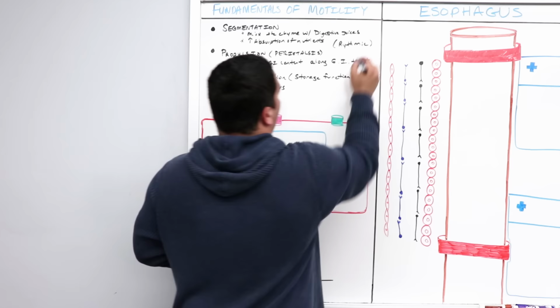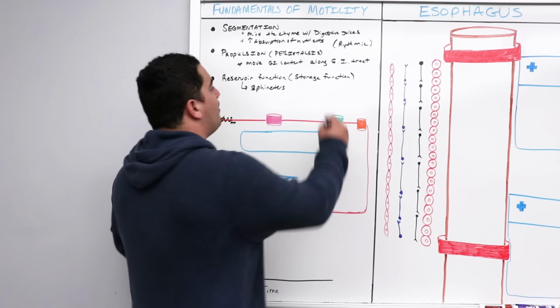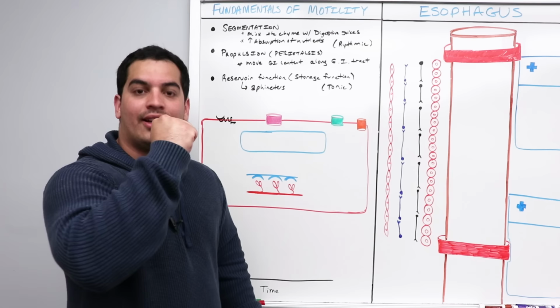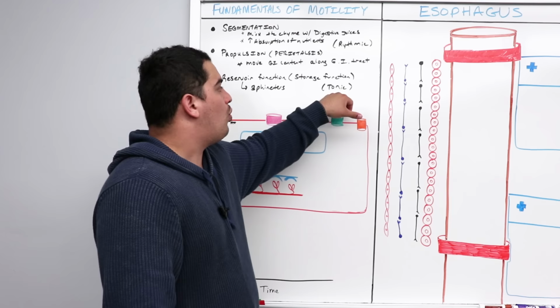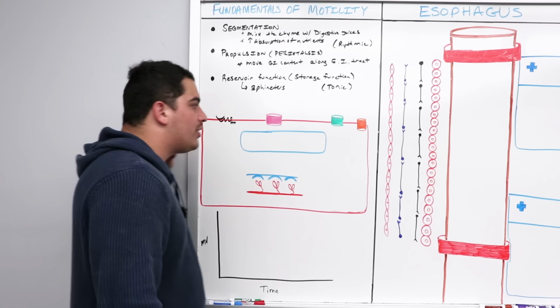The sphincters play more of a tonic contraction role. In other words, they have sustained contractions. So that's important. Remember, rhythmic is kind of like alternating contraction-relaxation, whereas tonic is more of a sustained contraction. Now, again, I'm not going to go into a lot of depth here. We're going to keep this super, super simple.